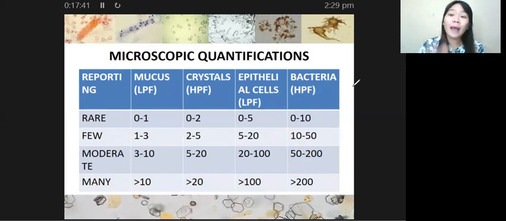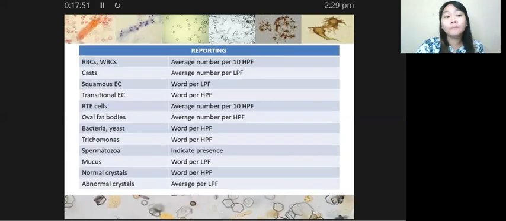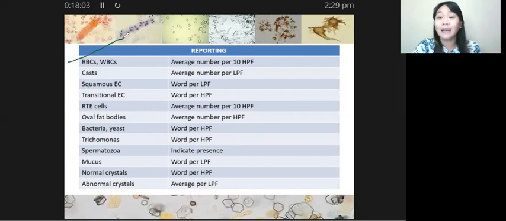Do not forget microscopic quantifications of your sediments. All right? So when it comes to the manner of reporting of our sediments, of course, I also provided a summary of that. Okay, so ganito po sila nire-report. So we have your RBCs and WBCs. Nire-report ba natin sila as rare, few, moderate, or many? Hindi po. Why? Because the reporting of your red blood cells and your WBCs is average number per 10 HPF.